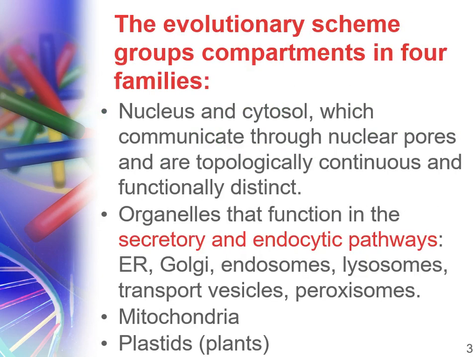I wanted to remind you of the evolutionary scheme that we talked about last time, in which we can group the compartments of the cells into 4 families. In section 1, we talked about the nucleus and the cytosol and how nuclear pores allow transport back and forth between the nucleus and the cytosol. Today, we want to talk about mitochondria.